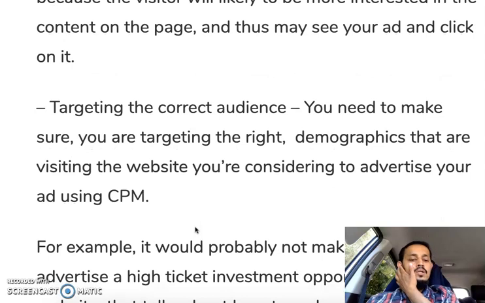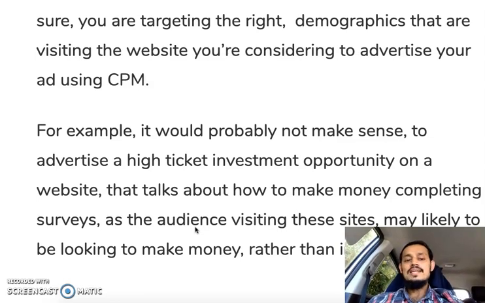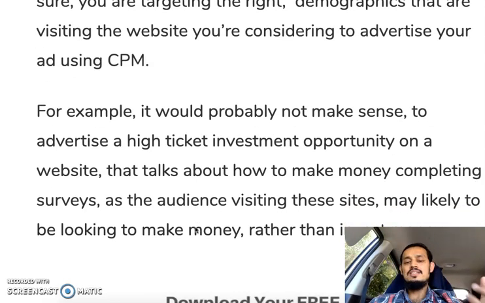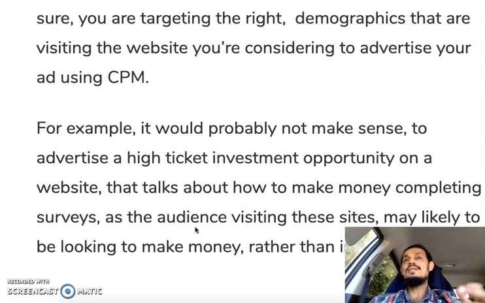Here's another example I just wrote down. It would probably not make sense to advertise a high ticket investment opportunity on a website that talks about how to make money completing surveys, because the audience visiting these sites is likely looking to make money rather than invest money. So you've got to think, will they have money to invest when they're looking for ways to make money?